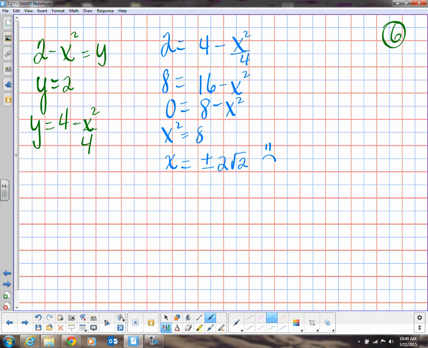So you're going to integrate from negative 2 square root of 2 to positive 2 square root of 2 of top, which you all just told me was 4 minus x squared, yes? Minus the bottom. Oh, wait a minute, we're doing volume. We're doing volume. Hold on.